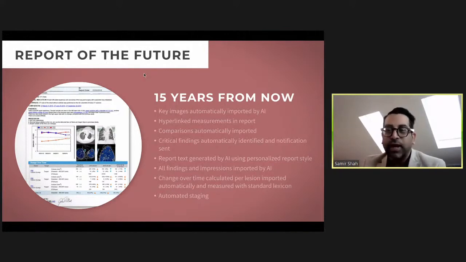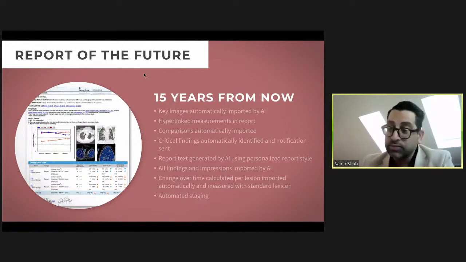Anything that is a critical finding, a hemothorax, an intracranial hemorrhage, automatically notified and identified. The entire text of the report should be generated by AI in the style that I typically dictate in, right? The whole thing. All that has to happen is that I just have to look at the report, look at the images, and say, yes, that's exactly what I would have said. Literally all the findings in the impression, everything is generated with AI technology. That's what I see happening in 15 years.